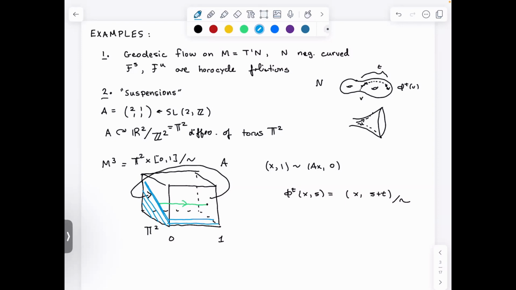Because at the back, I just apply A to move the back side to the front. So some line in this direction will get moved to another line in the same direction, not the same one. But they'll glue up together, and this defines a nice two-dimensional foliation of this manifold. That's invariant under my flow, so I'm just going straight across.